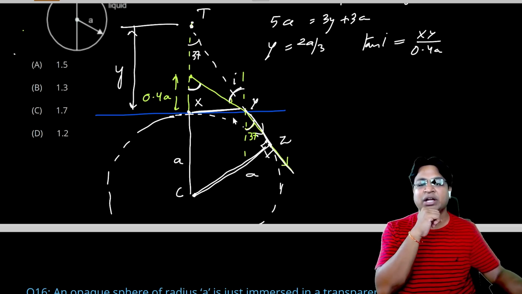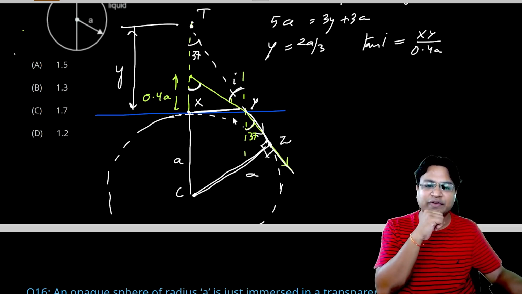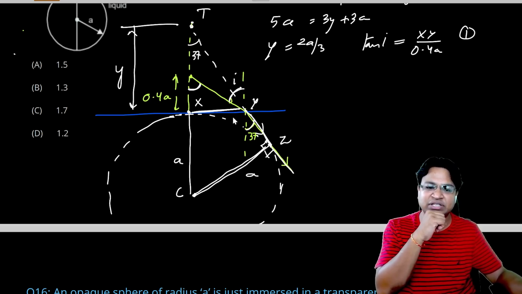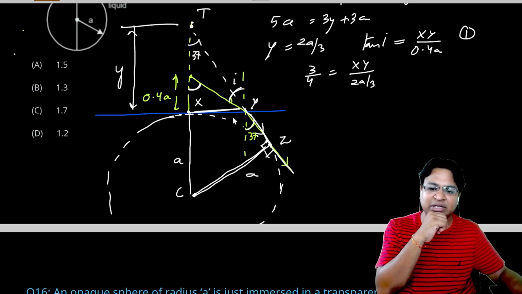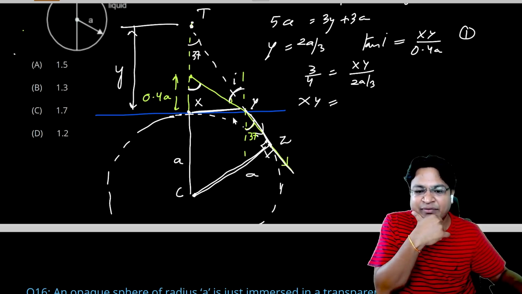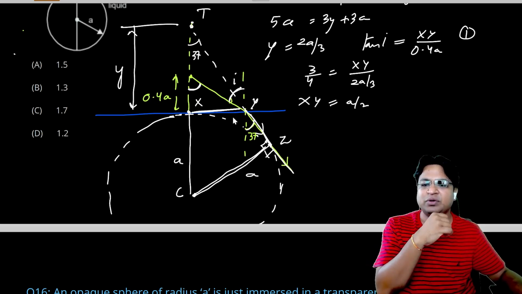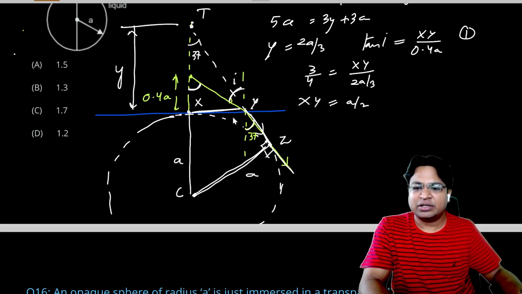Now, how much is xy? To calculate xy, I'm going to make use of triangle TXY. Let me call this equation one. In triangle TXY, tan 37 is 3 by 4, which becomes xy divided by this y. Y is 2a by 3. So xy becomes equal to how much? 2a by 3 into 3 by 4. I think it becomes a by 2. It becomes a by 2. So I'll substitute it here.